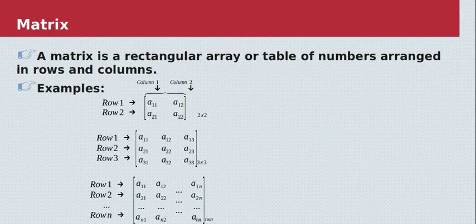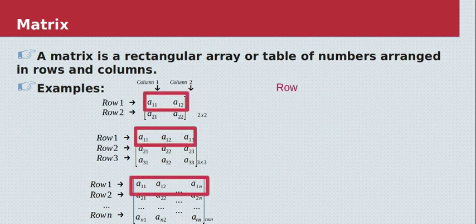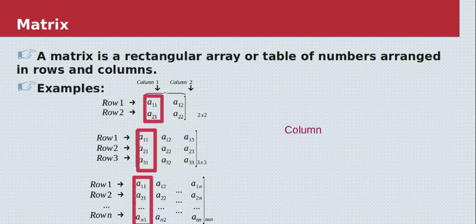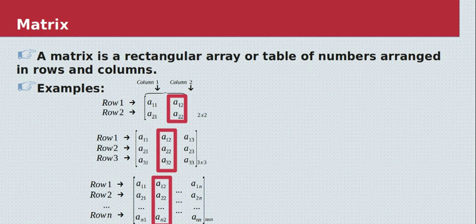A matrix is nothing but a rectangular array or table of numbers arranged in rows and columns. A row is nothing but a horizontal one and a column is nothing but a vertical one. Here, this is the first row and this is the second row. And column is the vertical line. So here is the first column and this one will be the second column.